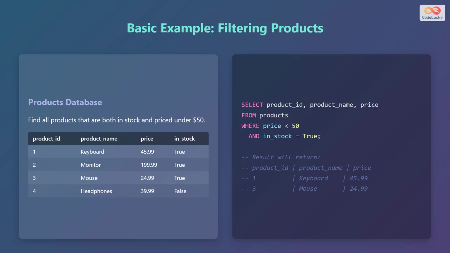Let's look at a basic example of using the AND operator to filter products. Imagine we have a products database table. Our task is to find all products that are both in stock and priced under $50. As you can see in the products table, we have keyboard, monitor, mouse, and headphones. Keyboard and mouse are in stock and priced under $50. The SQL query uses the AND operator to ensure that only products meeting both criteria are returned. As a result, the query will return keyboard and mouse.